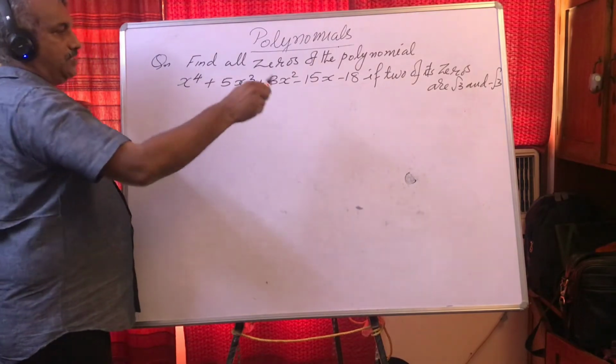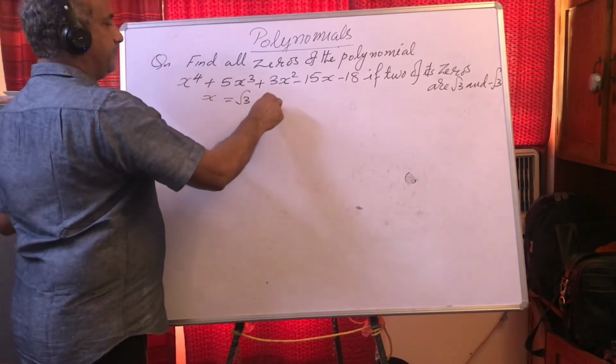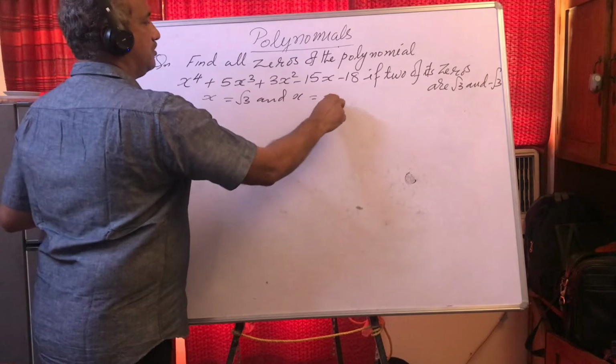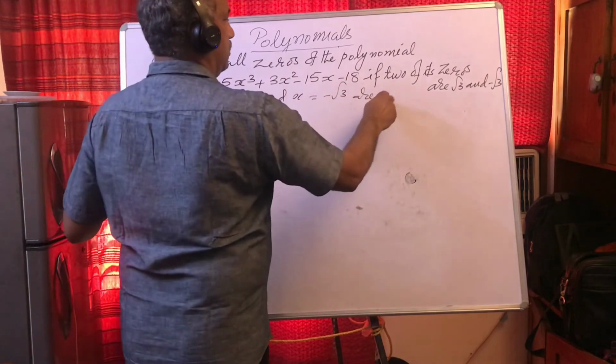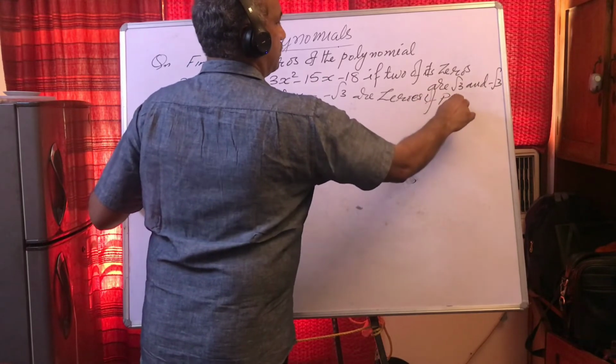So we'll start. What is given? x is equal to root 3 and x is equal to minus root 3 are zeros of p of x.